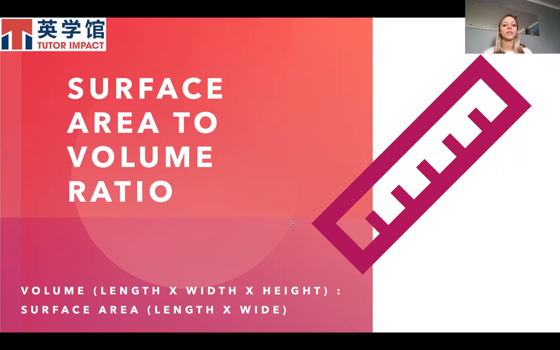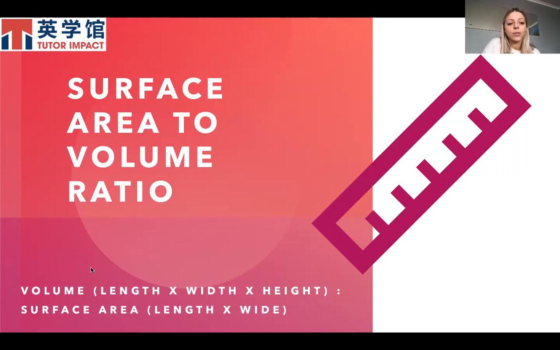Now, to calculate the surface area to volume ratio of a particular object, you need to look at this formula below. You need to work out the volume firstly, and you also need to work out the surface area. To work out the volume, as you can see below, this is the length times the width times the height of a particular object. And the surface area, which is the other figure you need for this ratio calculation, you just need the length times the width.